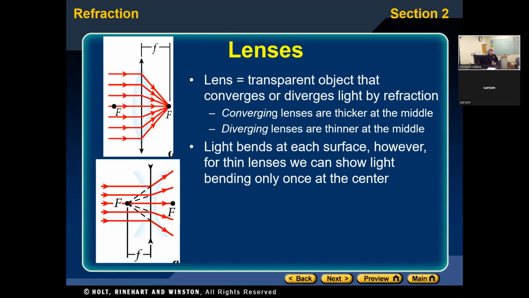All right, so light bends at each surface of a lens, no matter which kind it is, whether it's converging or diverging, whether it's skinny in the middle or wide in the middle, the light bends at each surface. However, for thin lenses, we just show this bending only once. So instead of what we did in those refraction worksheets, where we show it bending and then show it bending again, we say it's simple enough to just show it bending in the middle of the lens one time instead of two times. But it actually does bend two times. We just simplify it, draw an axis down through the middle of the lens and just draw it bending once at that center point.